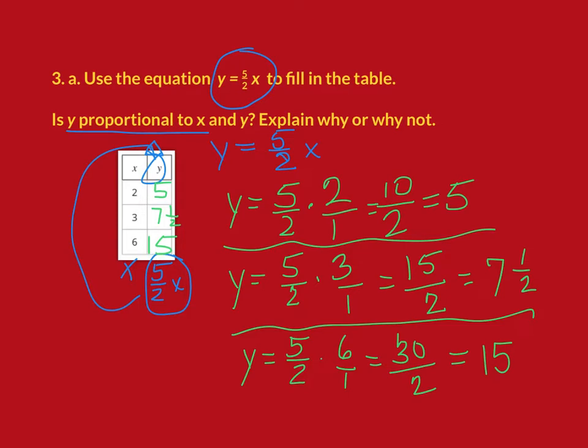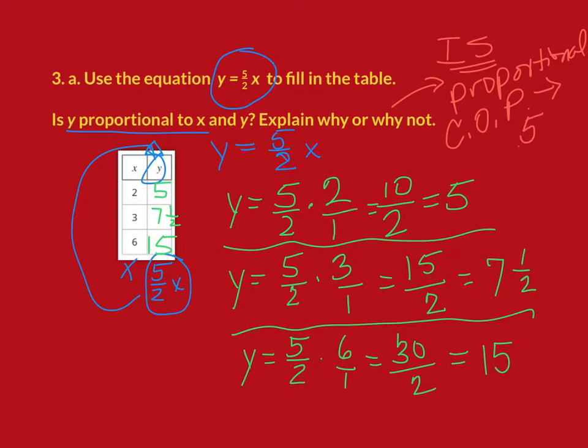And is it proportional? It is proportional. The reason we know it's proportional, again, is because the only thing that's being done is multiplication or division from one variable to the next. And we can also just say that the constant of proportionality, like I said, COP, most of you have started writing that on your paper, is 5/2.